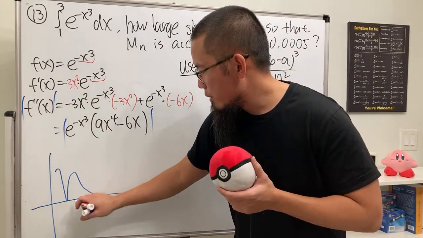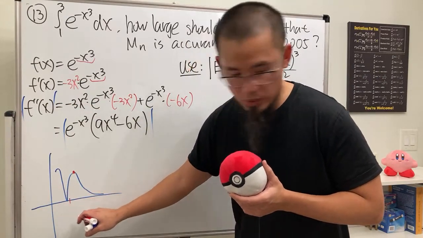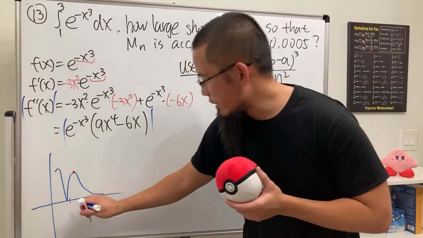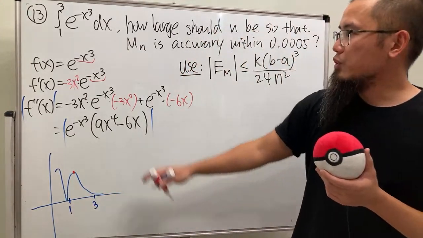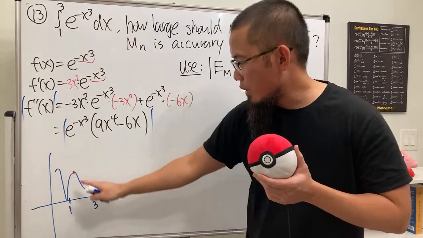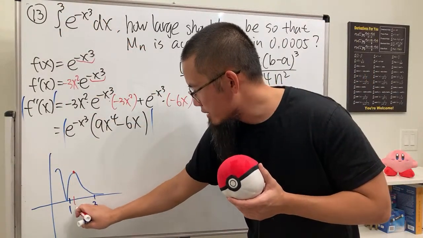And I will tell you, this point right here is what we care about because it goes from 1, right? This right here is actually 1. And then somewhere here is 3. So just care about from 1 to 3. So that's why we look at this, not that. This right here has the coordinate.